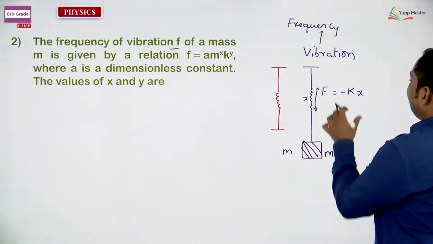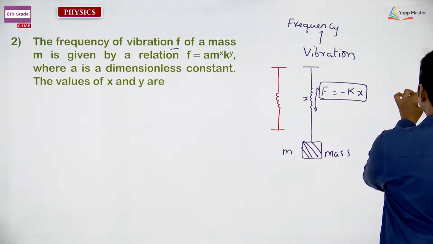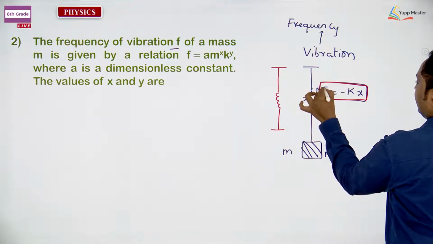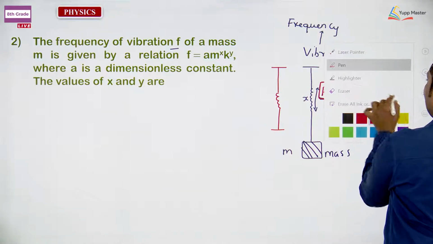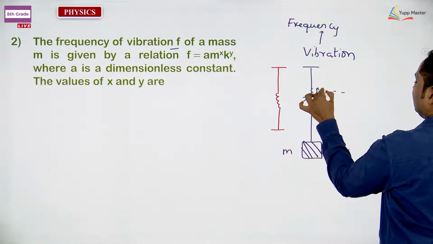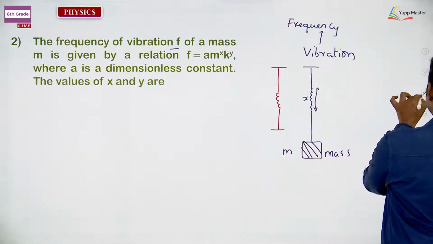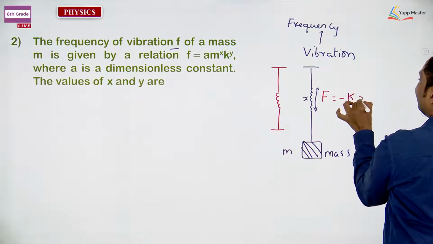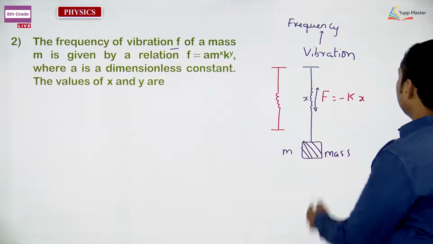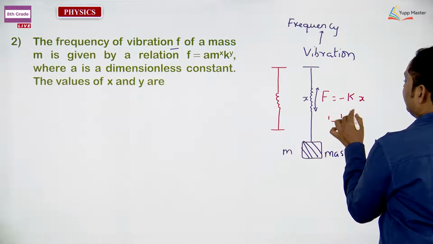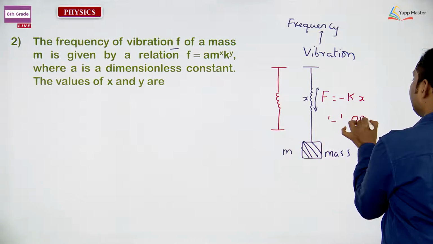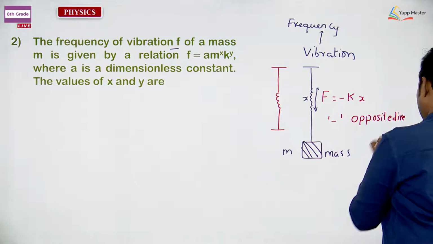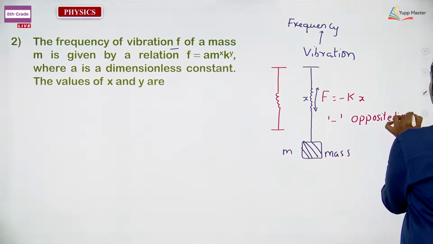And according to Hooke's law, it is very clear, F is equal to minus Kx. We take that negative sign, which indicates the opposite direction, no doubt at all.